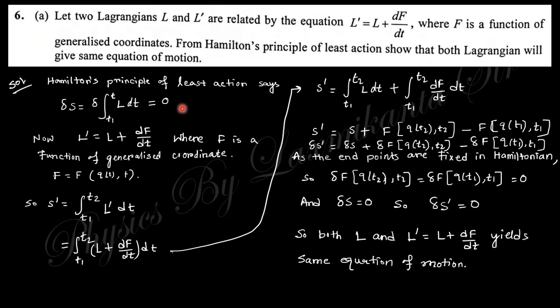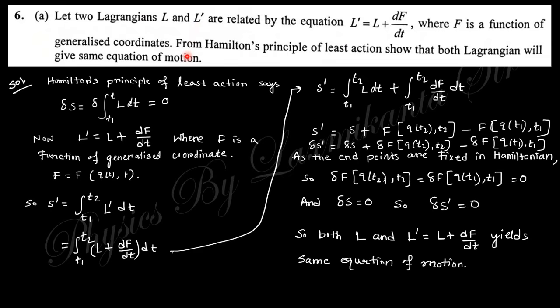So let's start with the first question, which is question number 6a, which states that the two Lagrangians, that is L and L prime, are related by this equation: L prime equals L plus df by dt, where f is a function of generalized coordinates, that is, f is only a function of q, which can depend on the time t, right?